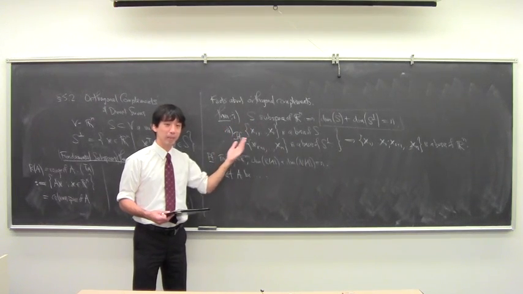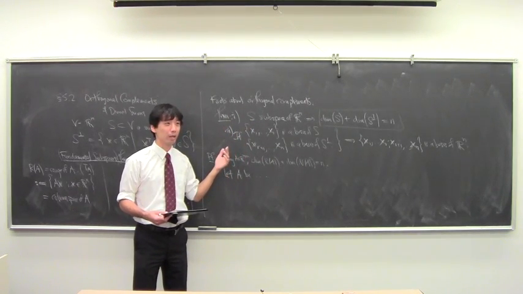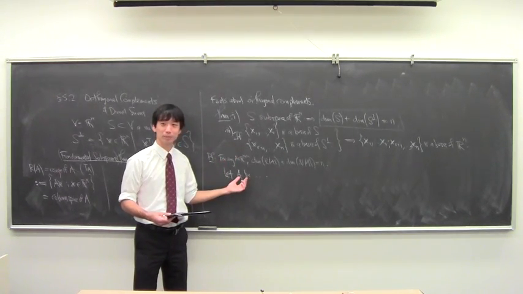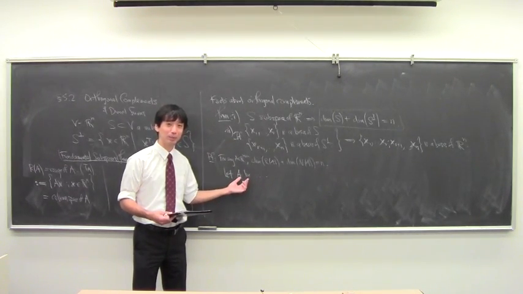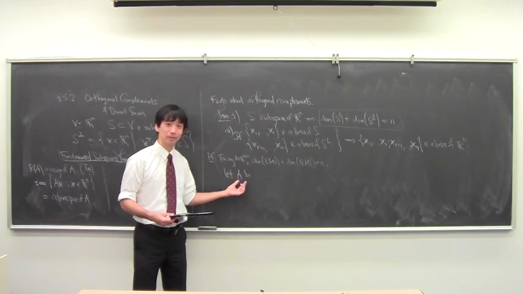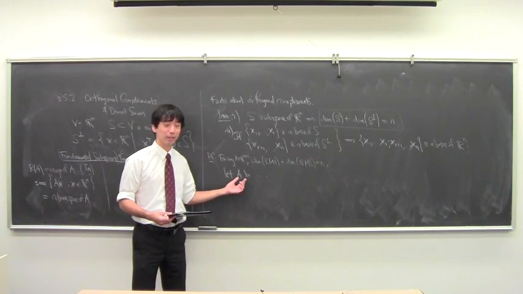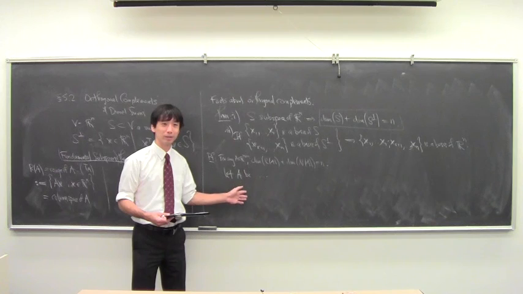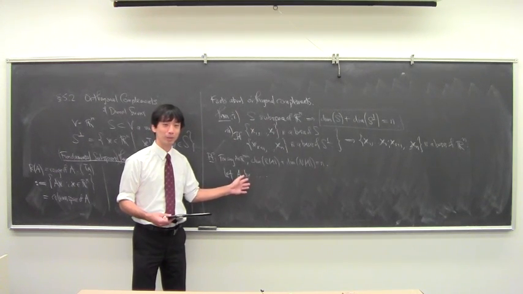Well, the column space is the span of the columns, right? So what should we choose as our columns of A? We want a matrix whose columns span S. So what should those columns be? Well, vectors whose span is S.